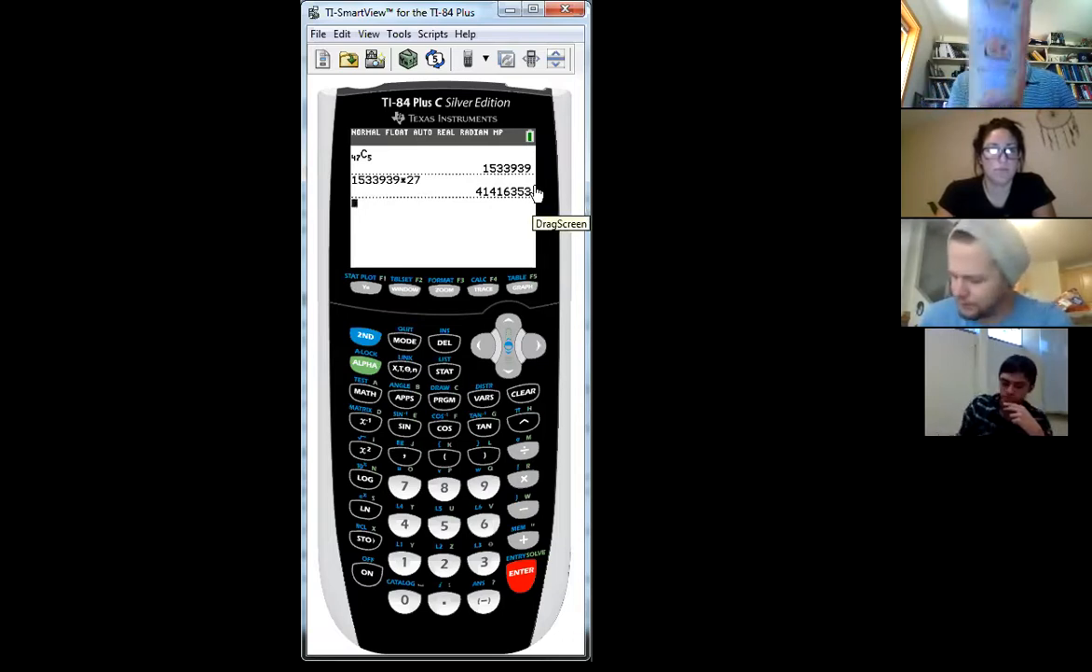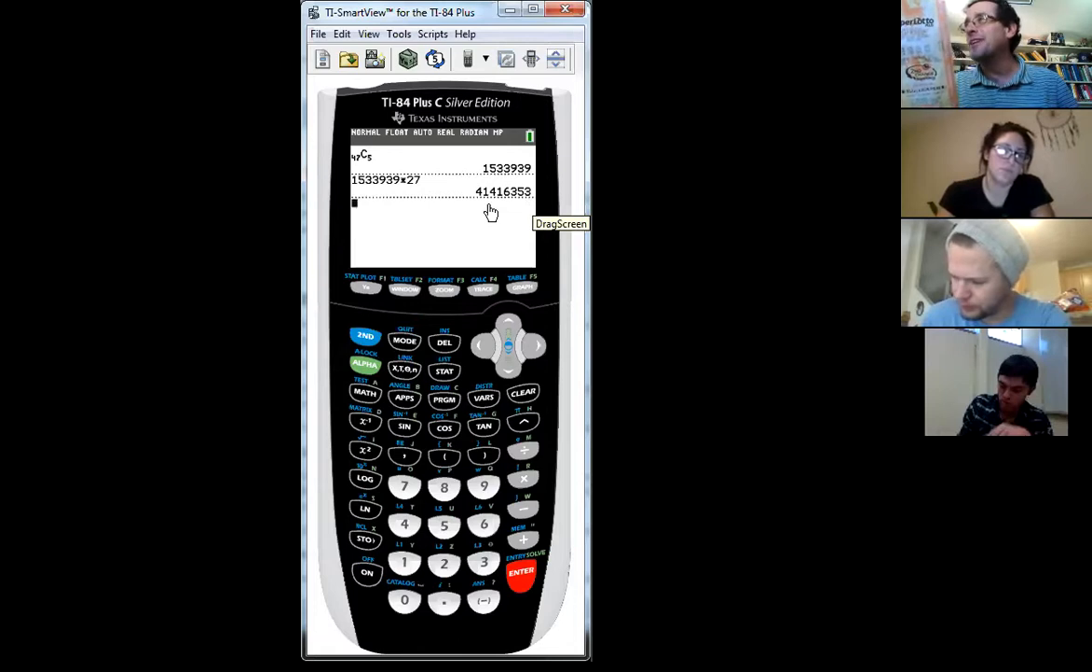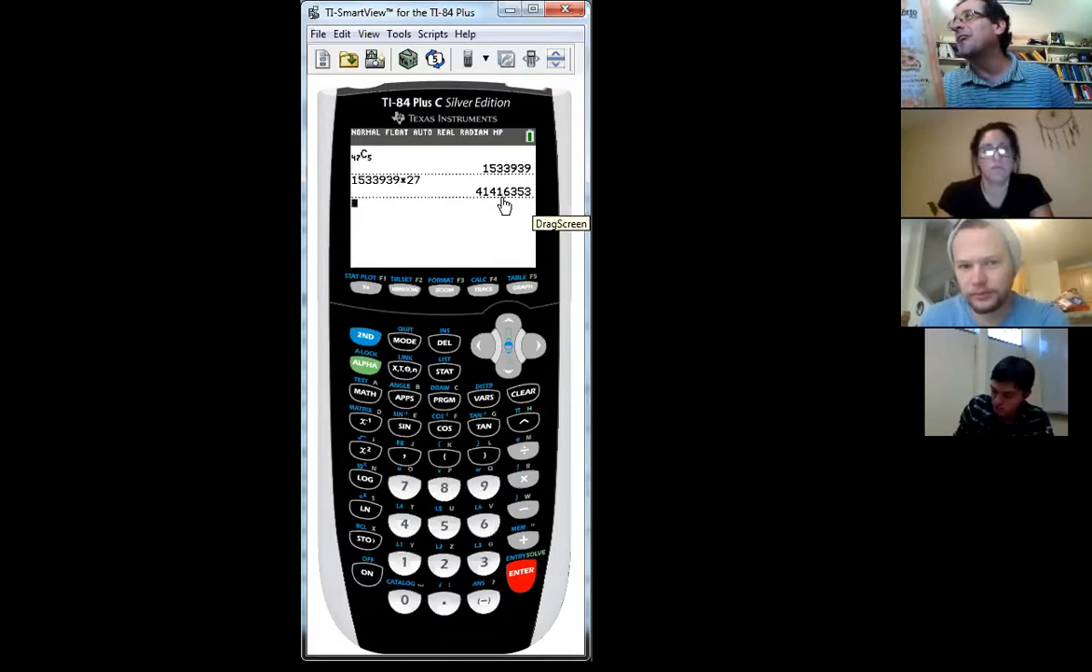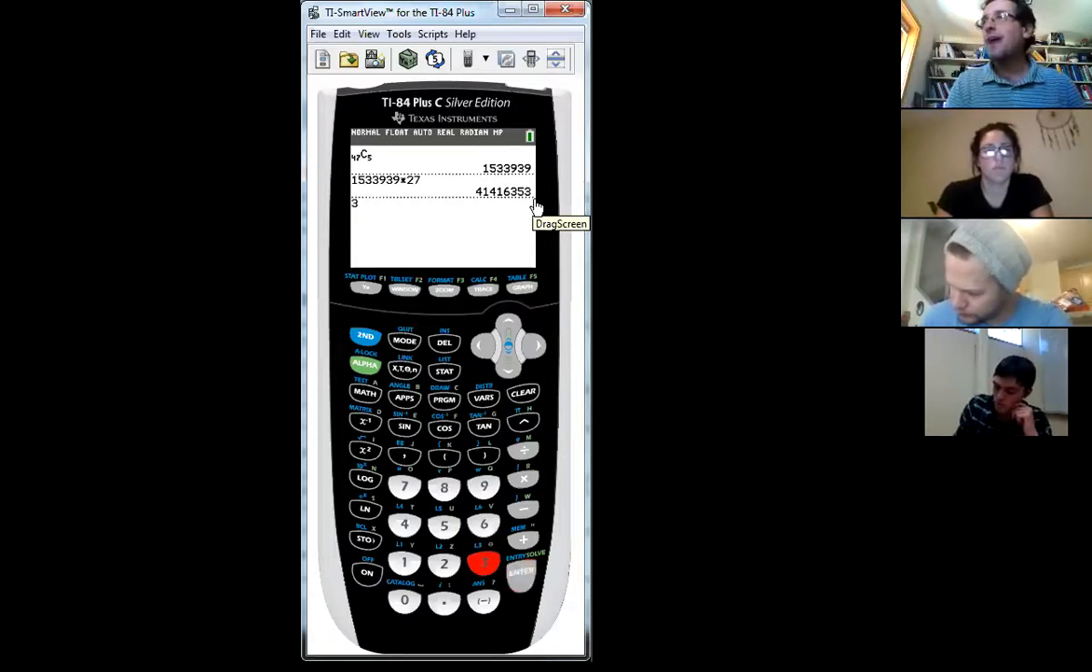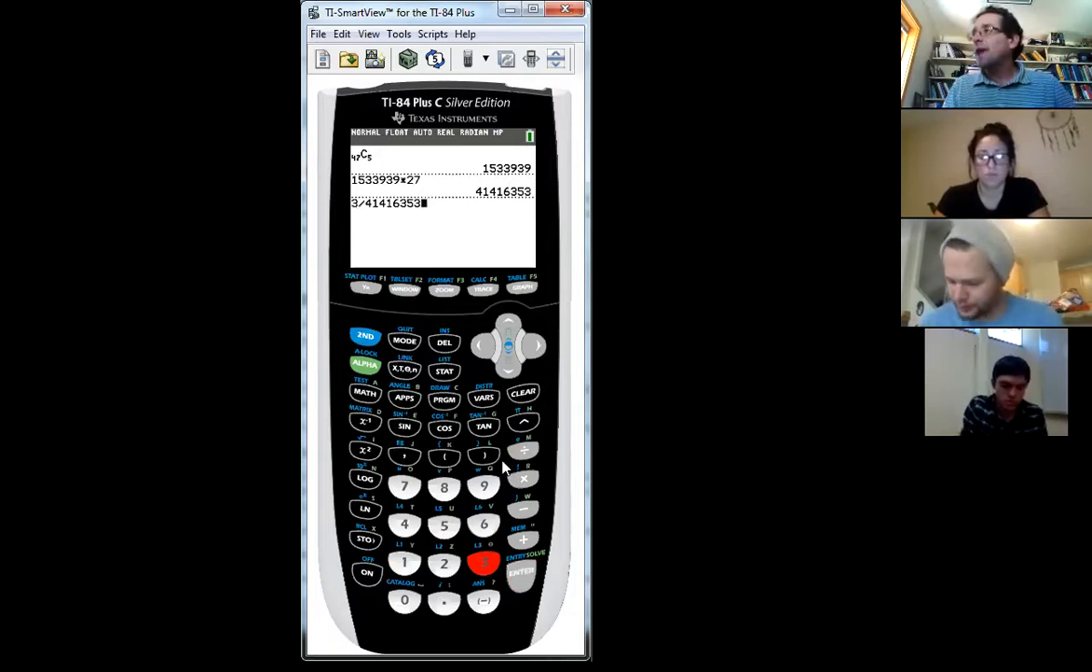So the probability of this winning is 3 over 41,416,353. Let's type that in: 3 divided by 41,416,353. And that's the probability that this Super Lotto Plus, as they call it, is a winning ticket. If I hit enter, I want to show you something that's important.